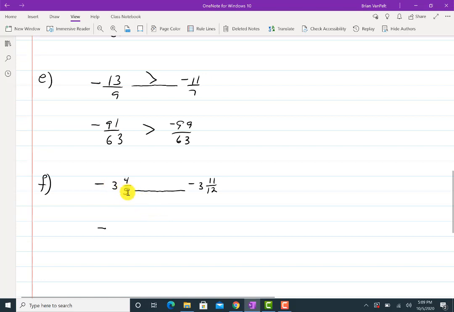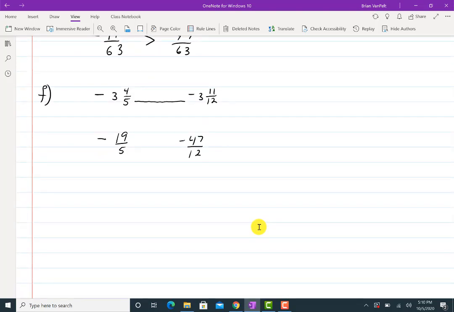3 times 5 is 15, plus 4 more is 19. So I'll have 19 over 5. On the other one, 3 times 12 is 36, plus 11 more, that's 47 over 12. And they're negative. Now, since they have different denominators, I would like to get a least common one.